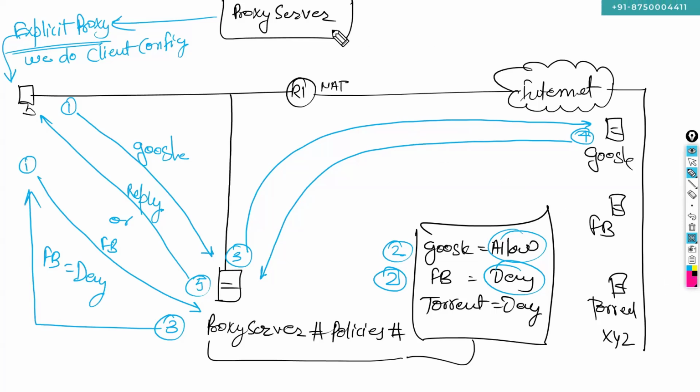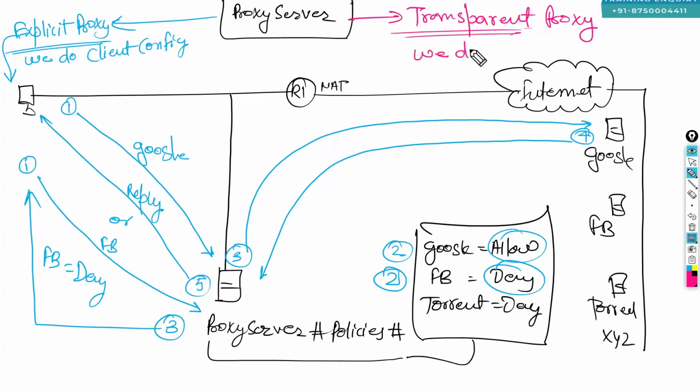Another method to deploy a proxy server is here. You can use the proxy server as a transparent proxy. In a transparent proxy, we do gateway configuration. So either you configure the client to send the request to the proxy, or you configure the gateway to send the request to the proxy.